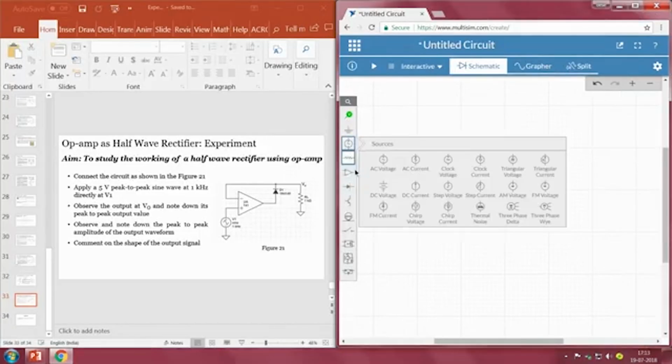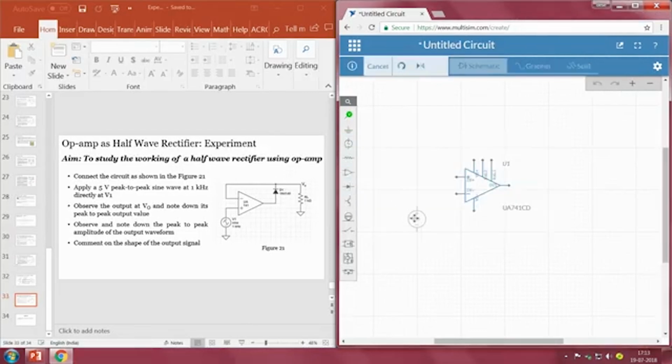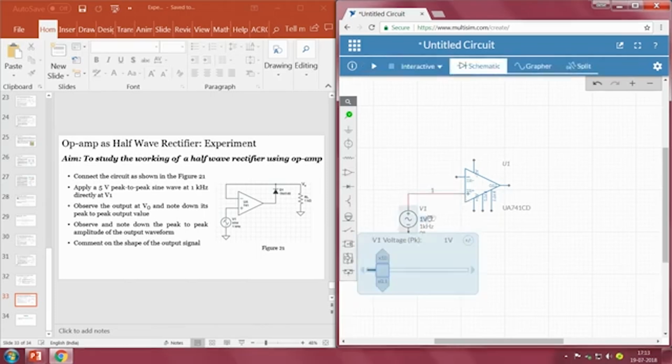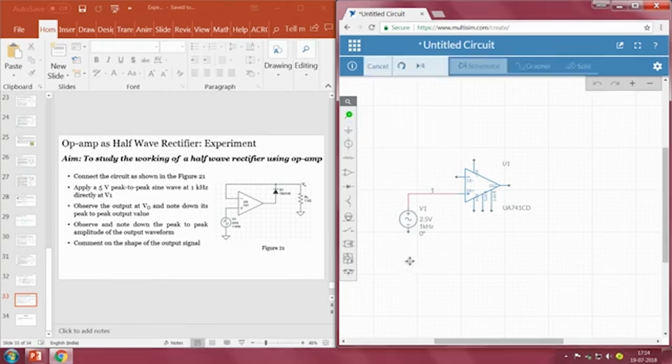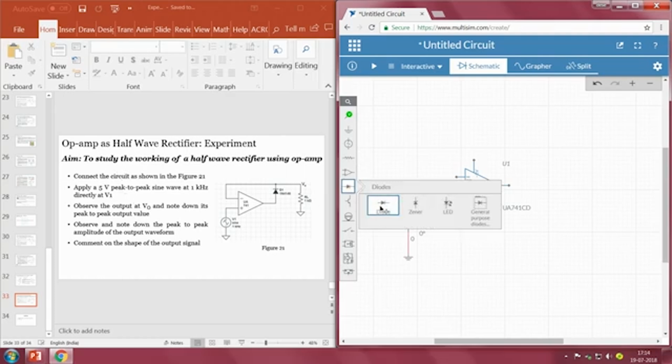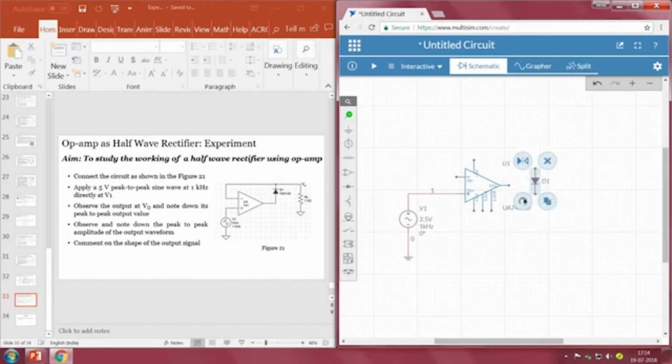I will take a sine wave, an AC voltage which acts as a sine wave, and let me flip this. To the positive input I will be connecting the sine wave. The peak voltage is 2.5, so the peak to peak will be 5 volts. The ground will be connected to the other terminal of the source, and I will take a diode. Since it is a half wave rectifier, we should always have a diode. I will rotate it.